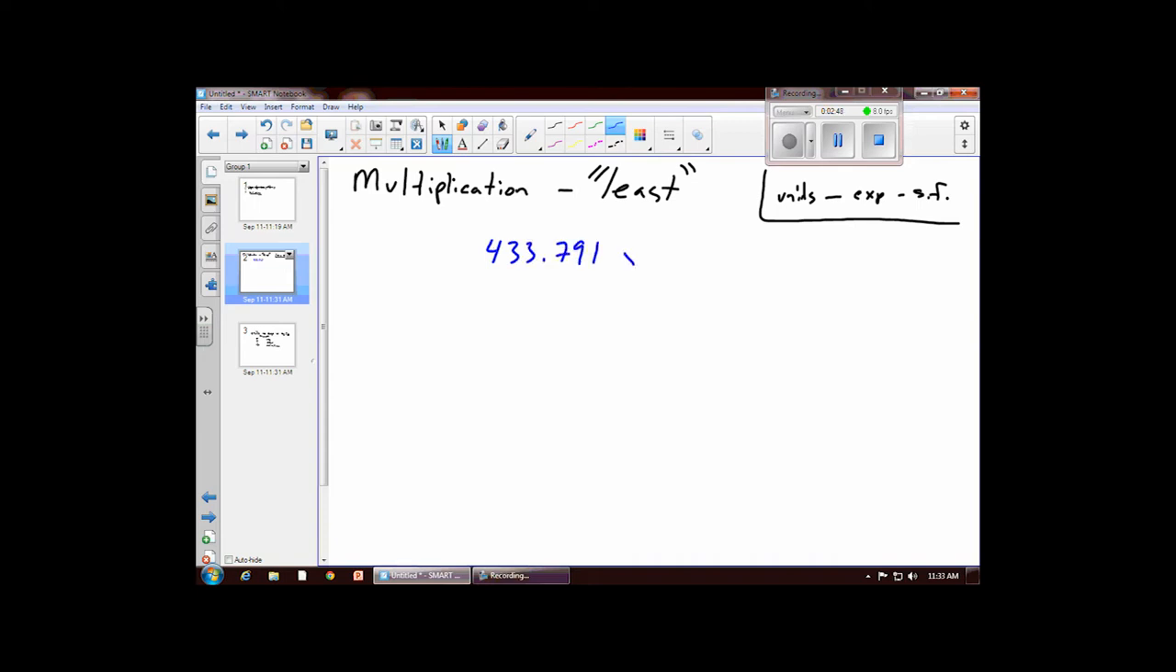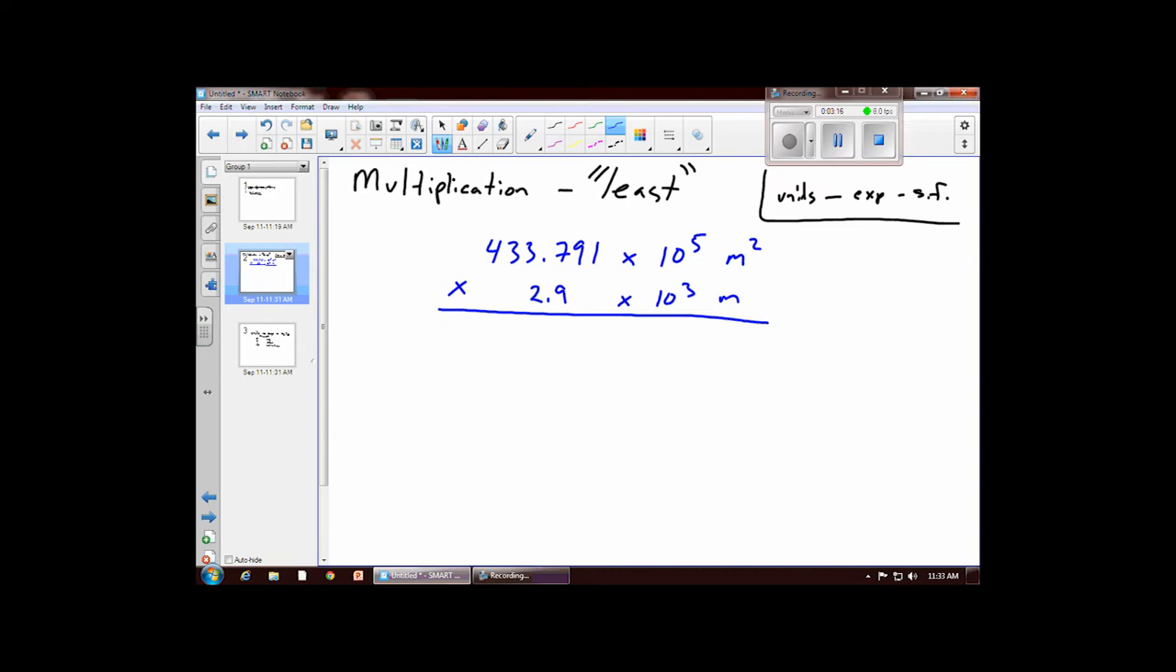433.791 times 10 to the 5th meters squared, and we're going to multiply that by 2.9 times 10 to the 3rd meters. In eager anticipation for me actually teaching this to you, have your calculators out if you could, and write down this number. I'm going to follow the order, and I'll tell you the exact moment you can actually touch your calculator, and before that point, don't.